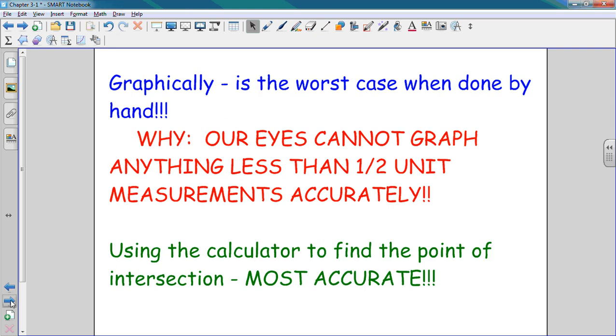Before we do that, we need to know this. We're going to use the Inspire, okay, to solve this graphically.